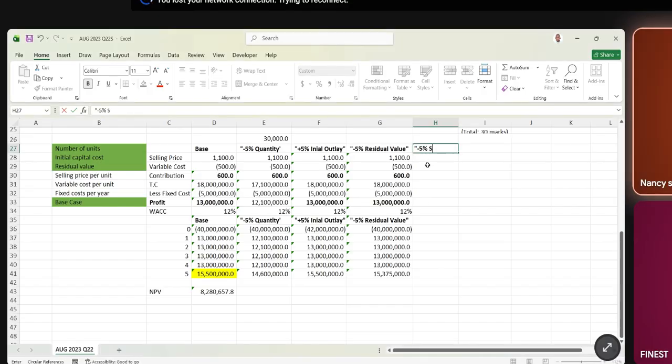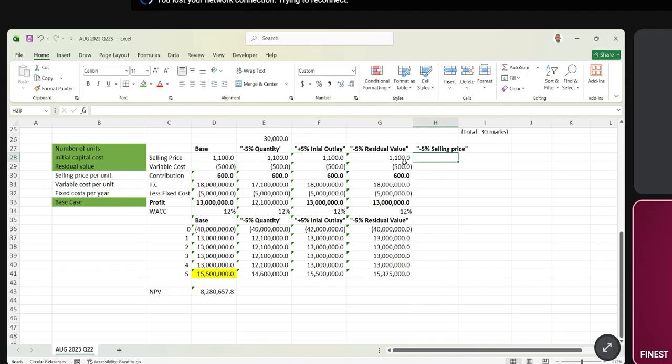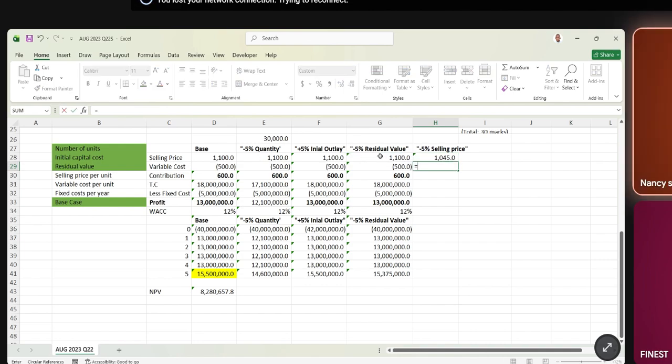So this one will be selling price. Now, will it be 100? Will it be 1100? No. So it will be this multiplied with 95%, and you get that. Variable cost will remain the same.